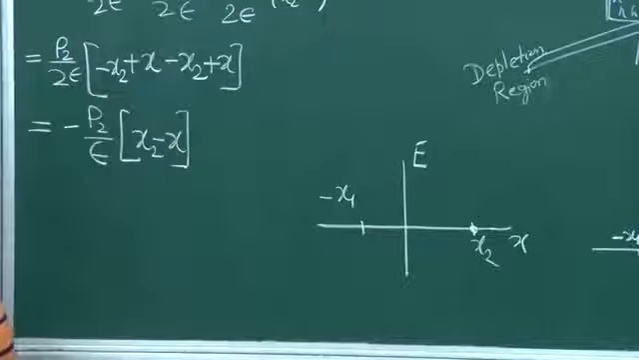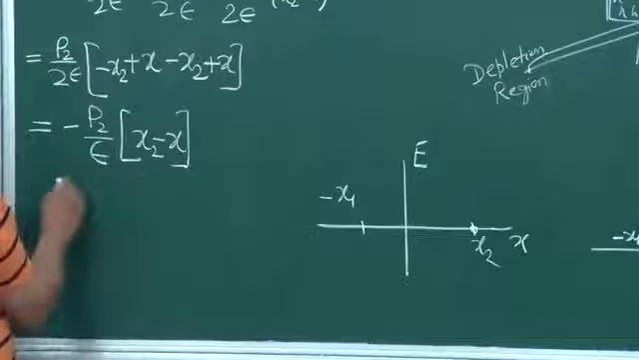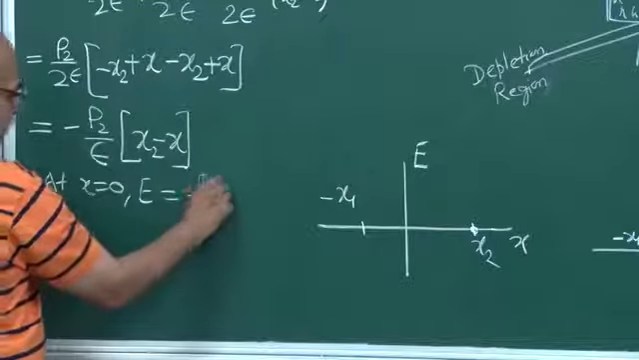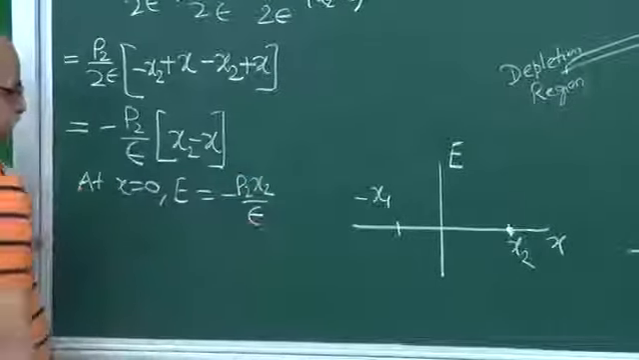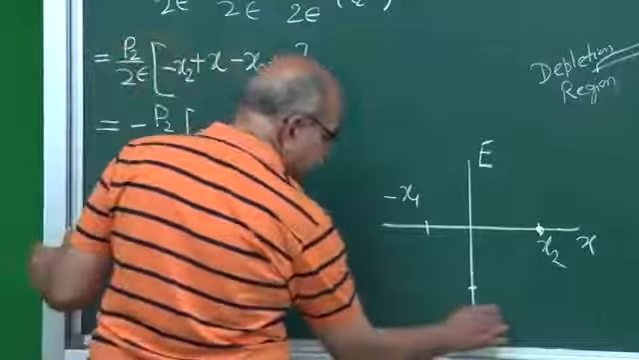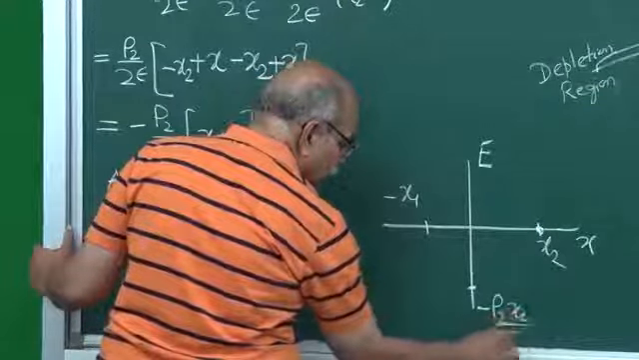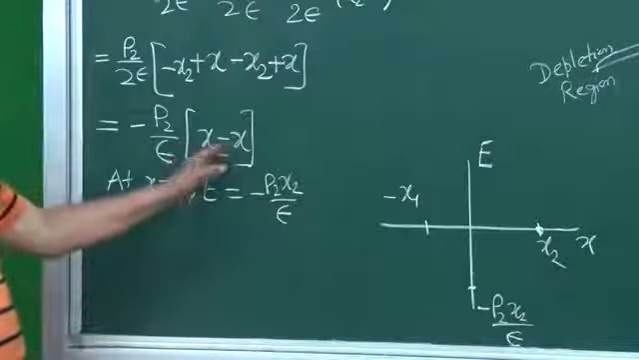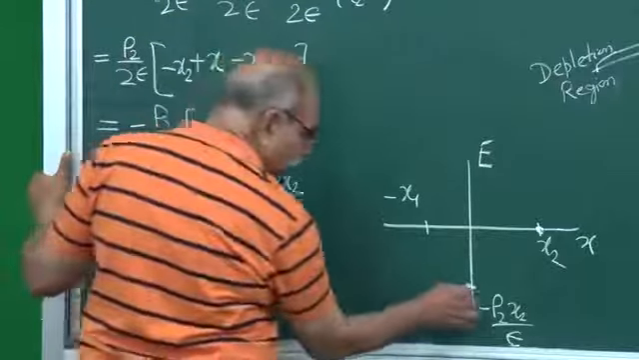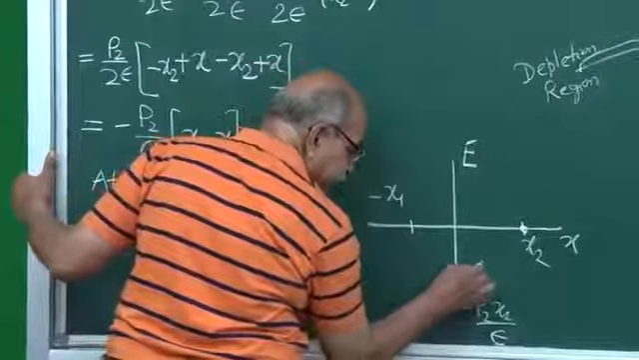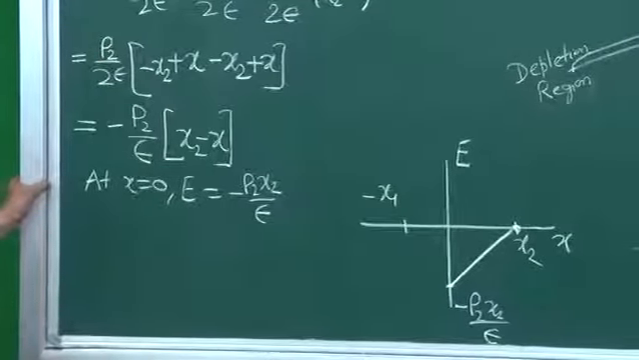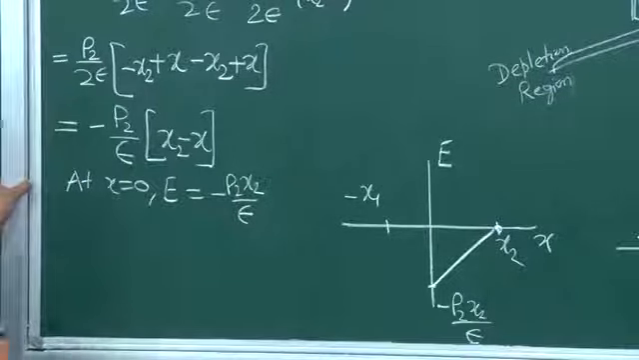And how much will the electric field be at x equal to 0? At x equal to 0, E will be minus rho 2 x2 over epsilon. So this is the point, minus rho 2 x2 over epsilon, and then it is linear. It's linear in x, so it has to be a straight line, and therefore you can join these two. This is the electric field on this positive x side.